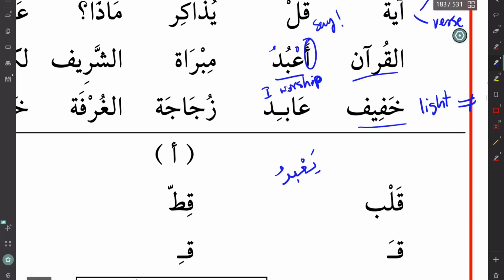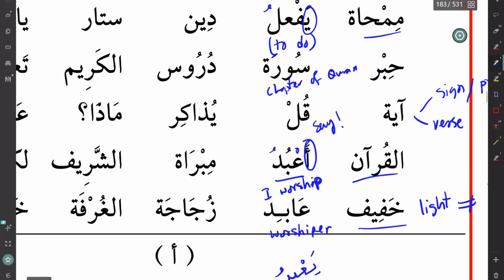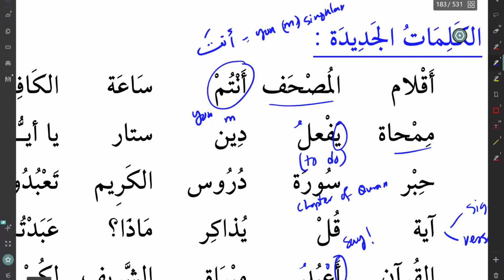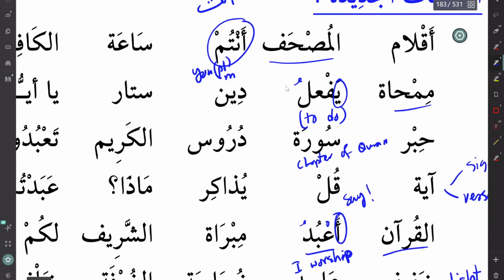Abid. Abid is what? Worshipper. Yes? Now, it says antum. Antum is you, plural. Antum is like you, just like anta. We learned anta, right? Anta is you, masculine, singular. When you say anta, you're talking about one person that you're referring to, and that person is masculine. So when you say antum, it is still masculine, but plural, more than two, so three or more. You understand?